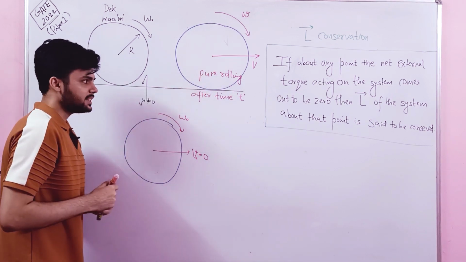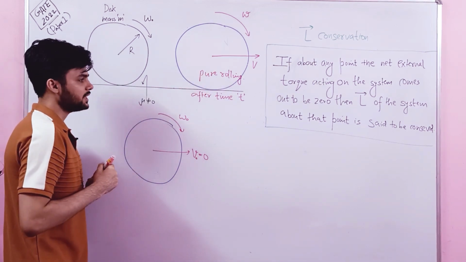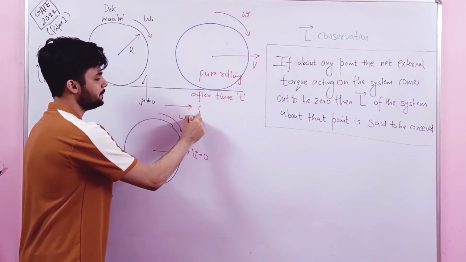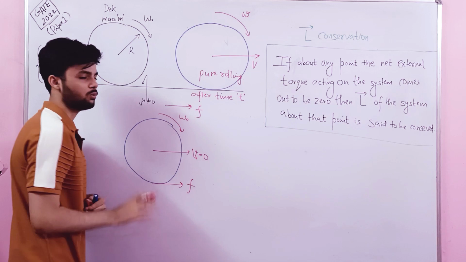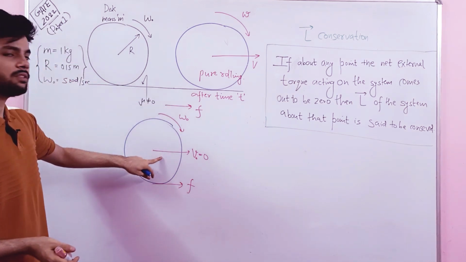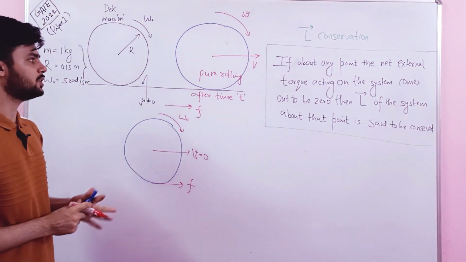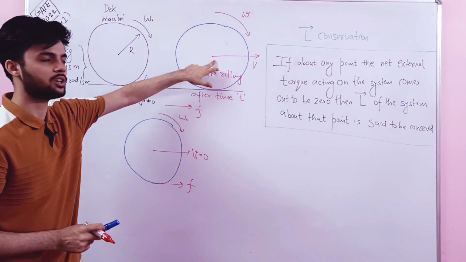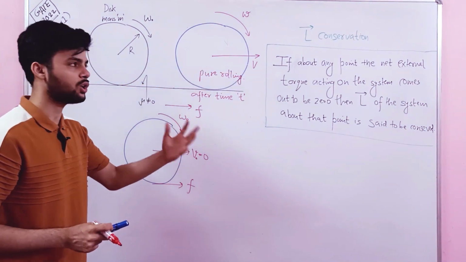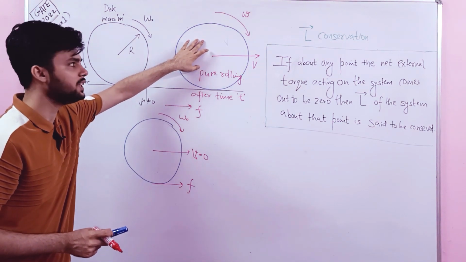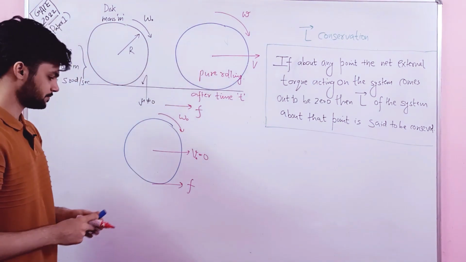So we can easily say that the direction of the friction is going to be forward, means on this body friction has to act forward. Why? Because initially the linear velocity was 0, and after some time the linear velocity is v. So friction has to act forward in order to impart a linear velocity v to the disc, right?